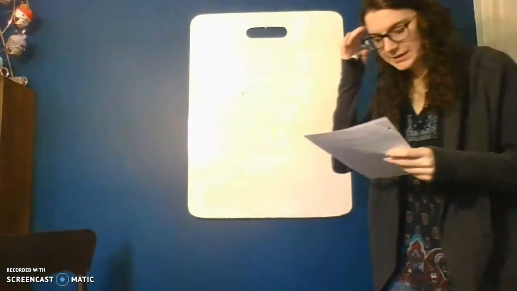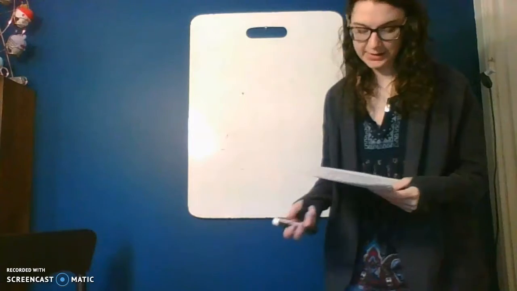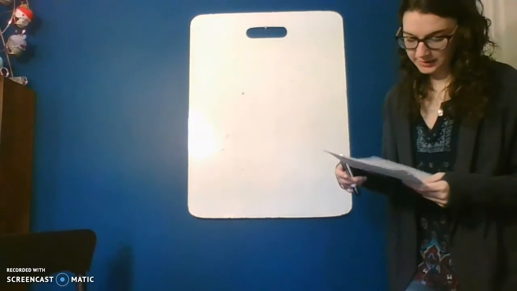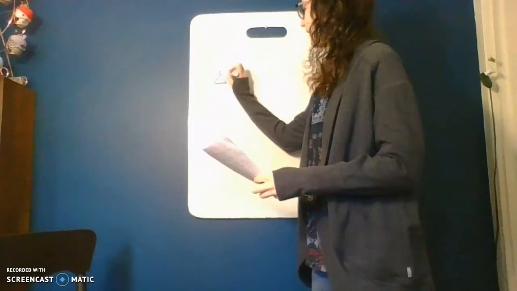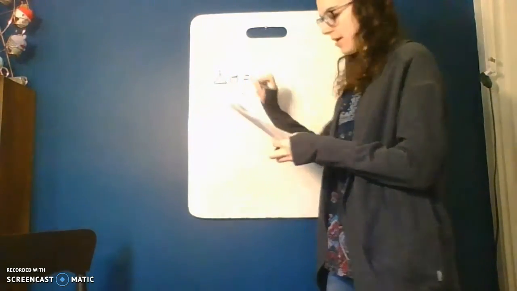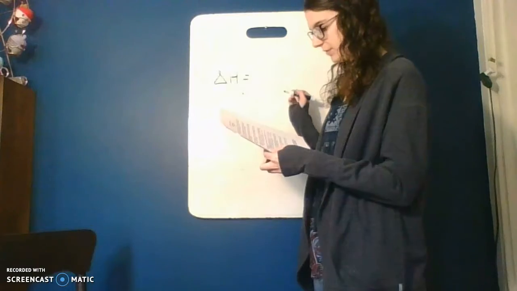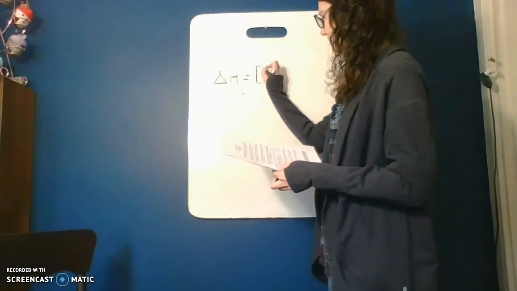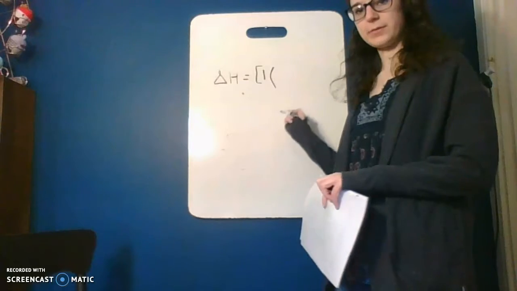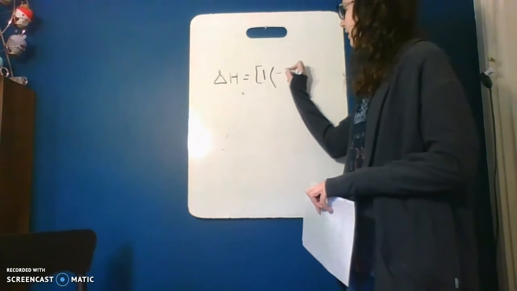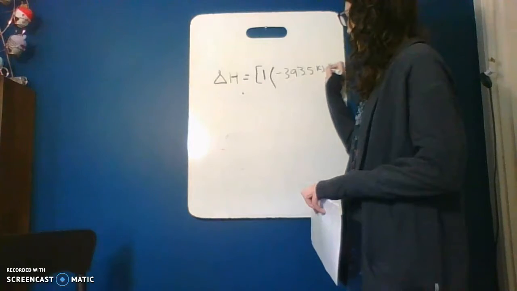Number 2 is going to be very similar. This time we are doing the formation of carbon dioxide from graphite and oxygen gas. So first I'm going to take my heat of formation value of CO2 gas. The coefficient for CO2 is 1, so I'm going to take 1 times again. If you look in the back of the textbook, the heat of formation for CO2 gas is negative 393.5 kilojoules per mole.